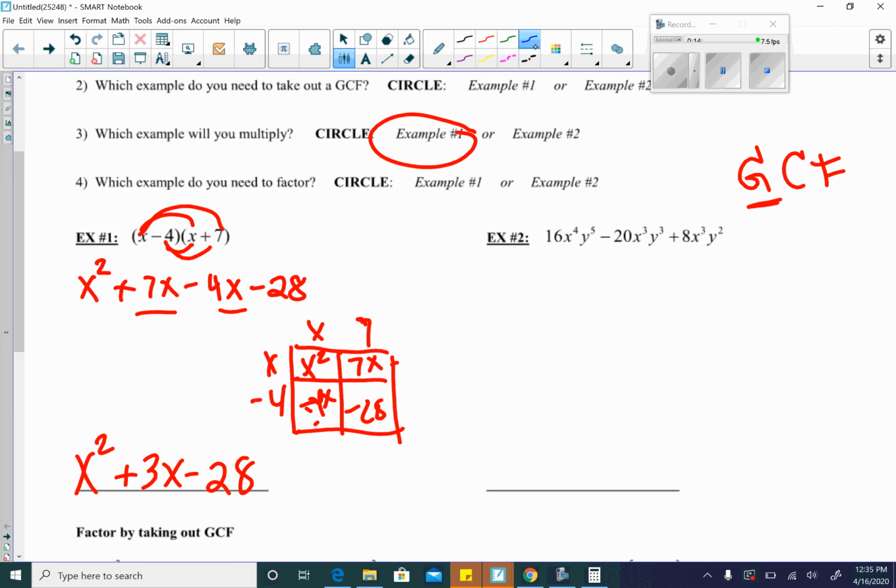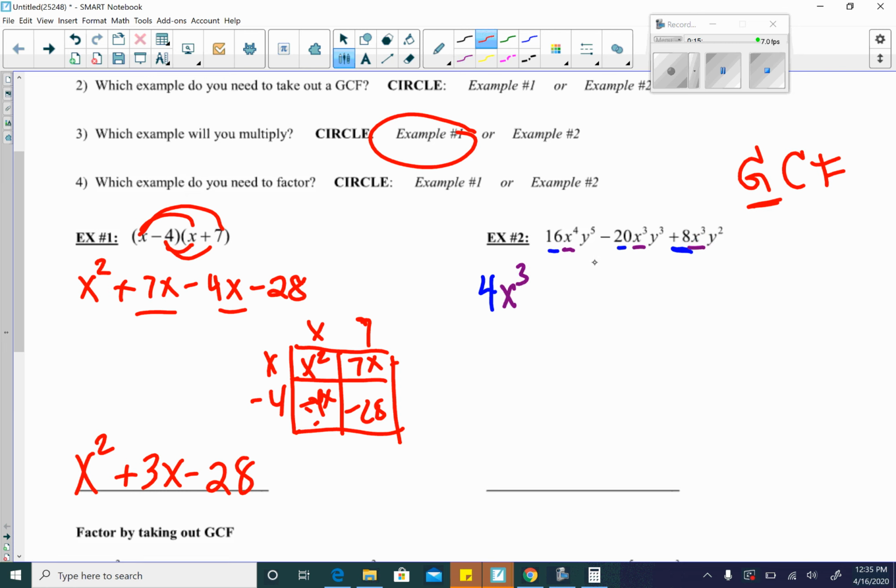Okay, we take out that 4 for these terms. But we can't forget about our variables. So I'm going to look at my x. I have x to the fourth here, I have x to the third here, and I have x to the third here. So how many x's can I take out? Remember, you cannot take out more than you have, so I can take out 3 x's. That's a lot, though. That's good.